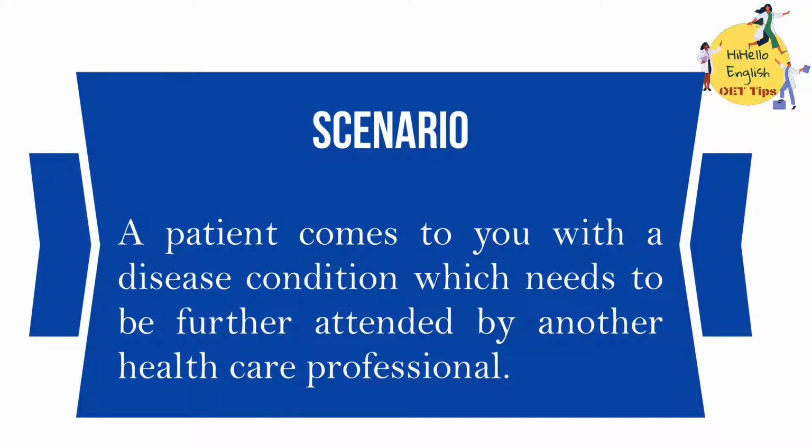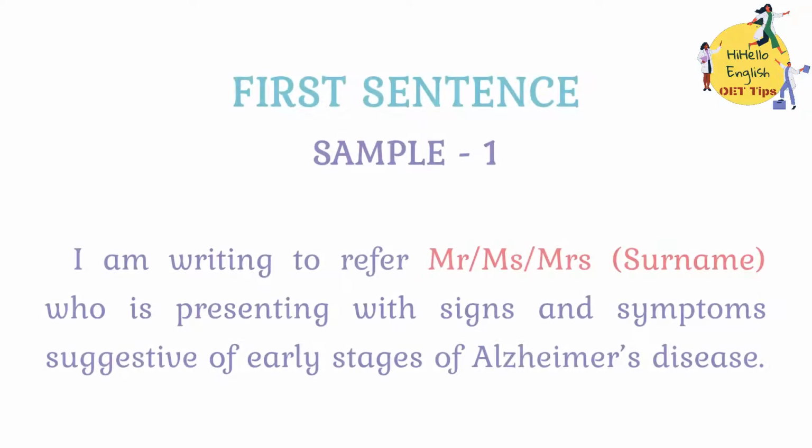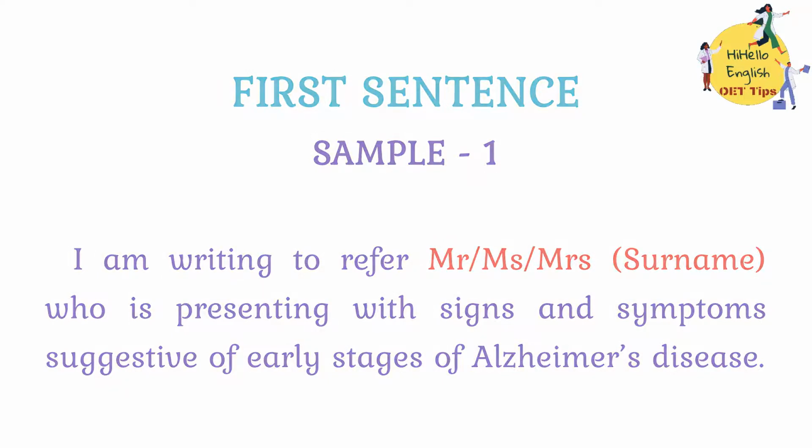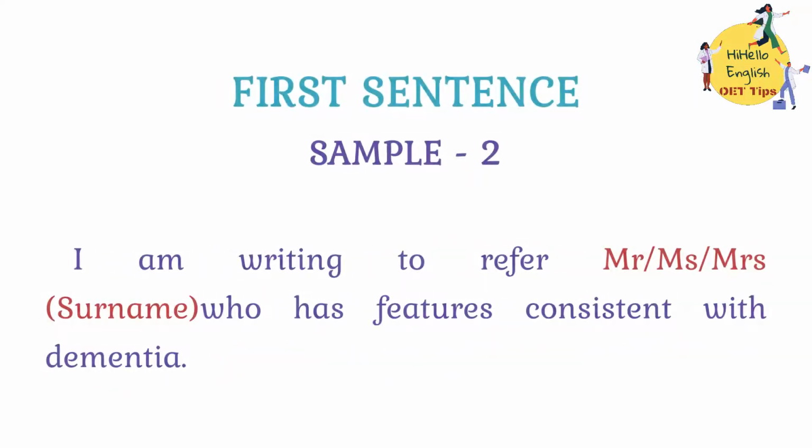In the first scenario, a patient comes to you with a disease condition which needs to be further attended by another healthcare professional who is a specialist in the field. Let's look at the samples. The first one, I am writing to refer Mr., Miss, Mrs. and the surname, who is presenting with signs and symptoms suggestive of early stages of Alzheimer's disease. And the next one, I am writing to refer so-and-so, who has features consistent with dementia.